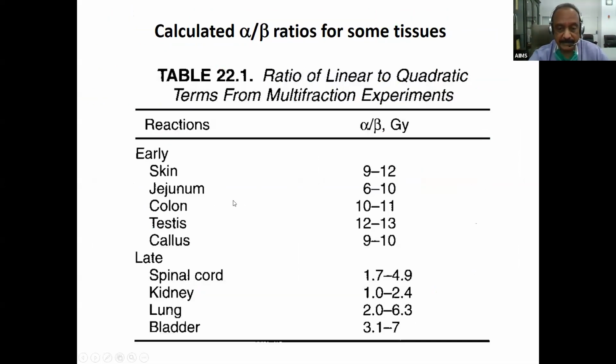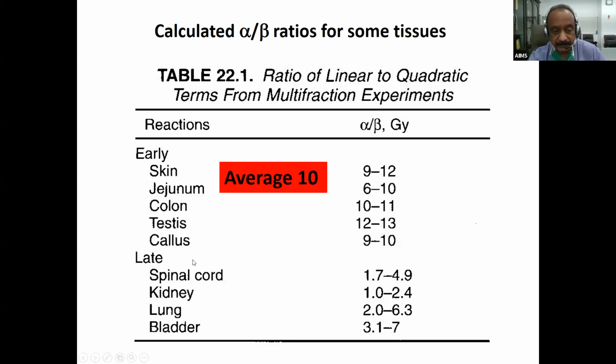Now, as I said, alpha beta ratio has been estimated for all the normal tissue. For early reacting tissue, different tissue have different alpha beta ratio, but we take an average of 10. Similarly, late reacting tissue have different alpha beta ratio for different late reacting tissue, but again we take an average of 3.